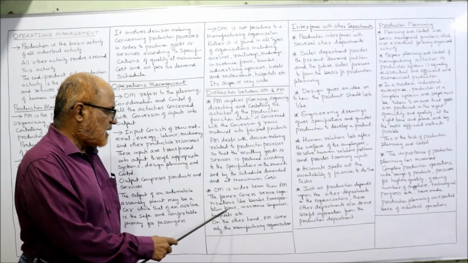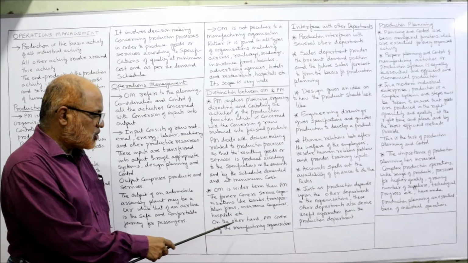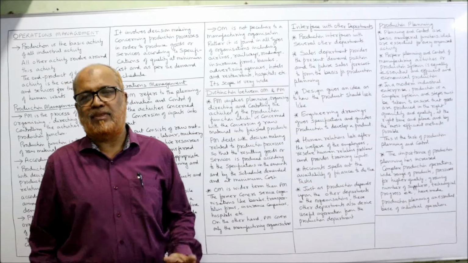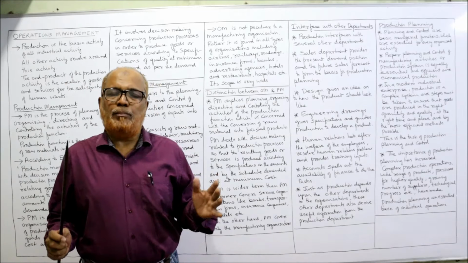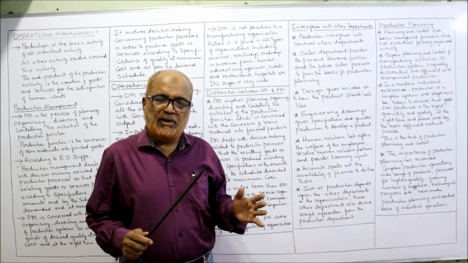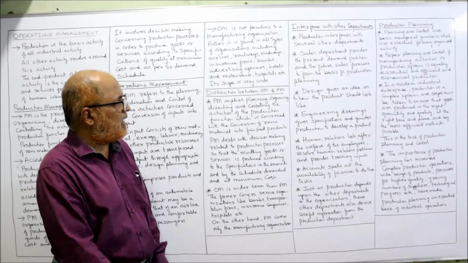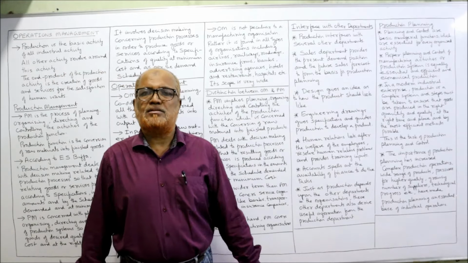Like banks, transportation firms, insurance companies, hospitals, etc. On the other hand, production management covers only manufacturing organizations. That point you have to remember. So I have discussed the meaning of production management, the meaning of operations management, and the differences between production and operations management. Now, interface with other departments.